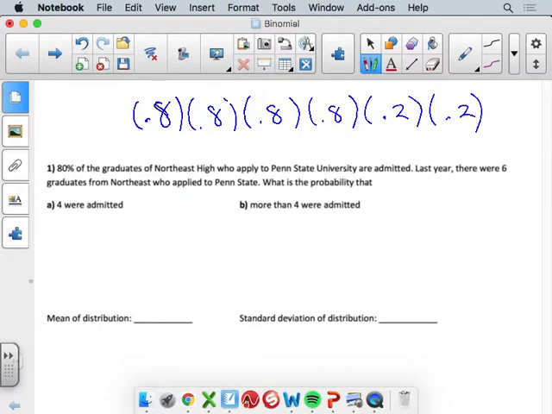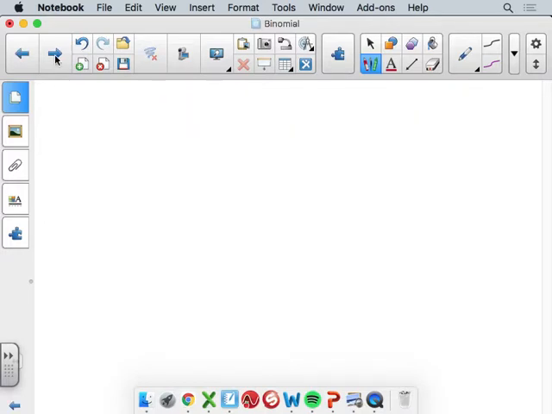Okay, let's see. I copied it for the key here. So when you multiply that, you get 0.016. So like a 1.6% chance of that happening. But this is only one of those possibilities of 4 out of 6. So I made a little spot here. This is people that were accepted. This is people that didn't get accepted. And that's only one of the however many different possibilities there are of this.